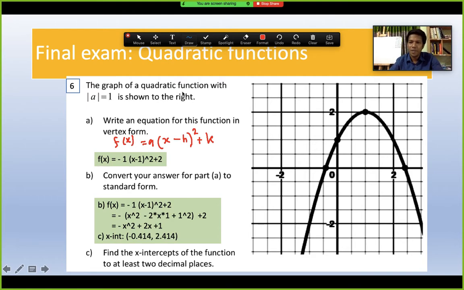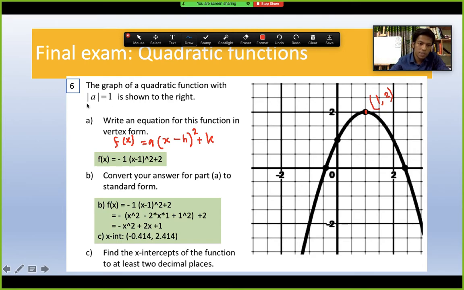This is the rule. So what is the vertex here? This is the vertex, right? Vertex is 1, 2. Okay, this is the vertex 1, 2. So look at this.